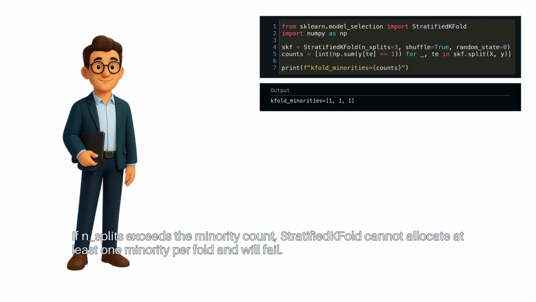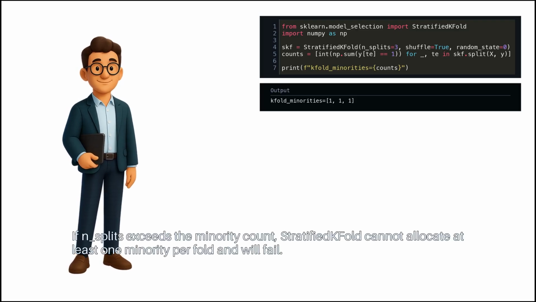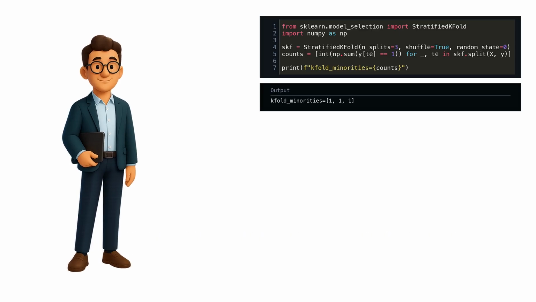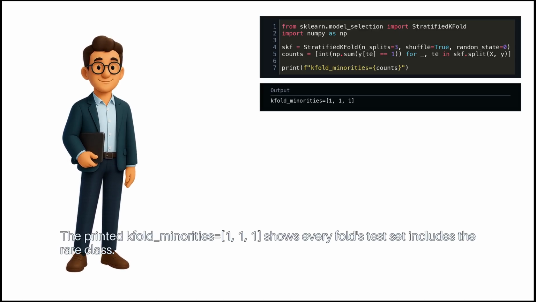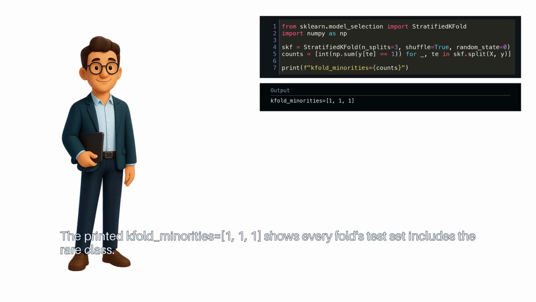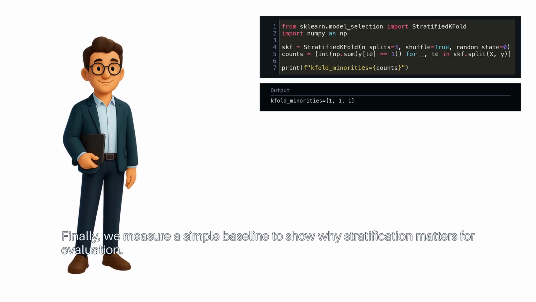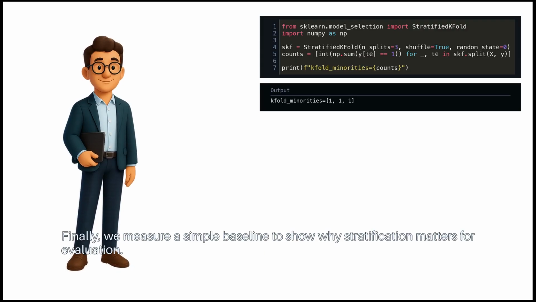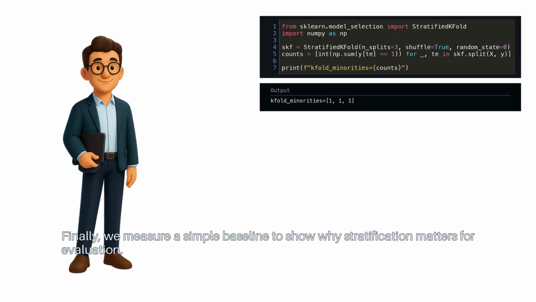If n splits exceeds the minority count, StratifiedKFold cannot allocate at least 1 minority per fold and will fail. The printed kfold minorities equals 1 1 1 shows every fold's test set includes the rare class. Finally, we measure a simple baseline to show why stratification matters for evaluation.